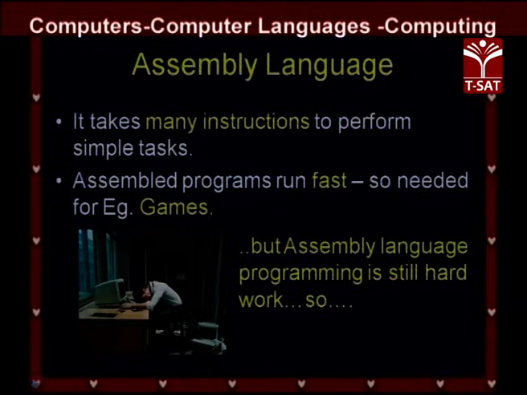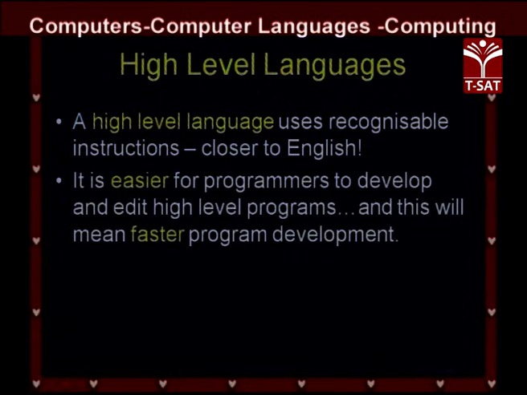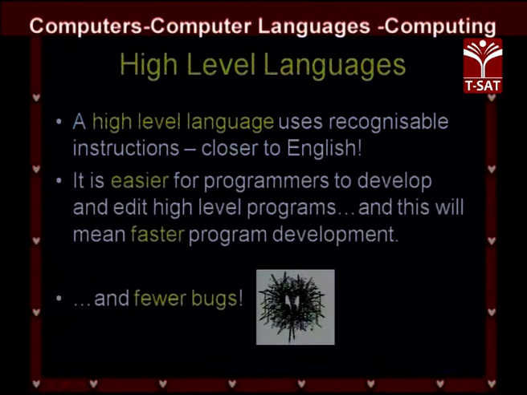So these assembly languages are used. Similarly, if they ask the question, what is high level language? High level languages are used to recognize the instructions close to English. It is easy for programmers to edit high level programs, and it makes programming development faster. So you can say high level languages are used to recognize the instructions that are close to English.